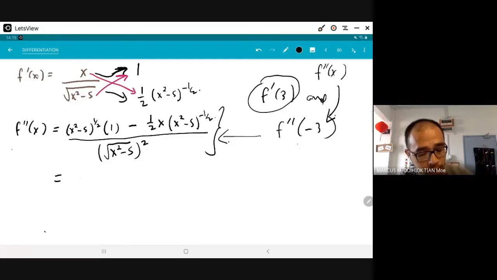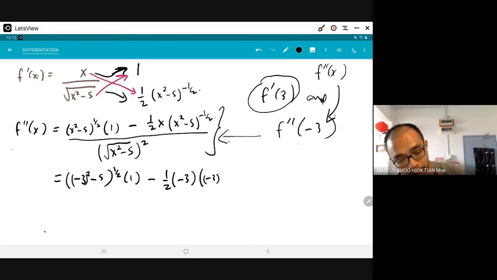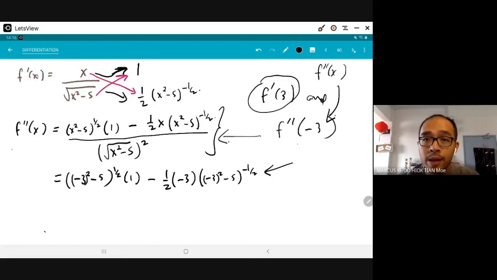Okay, so what happens is negative 3 squared minus 5 everything kuasa setengah times 1 minus half times negative 3 and then negative 3 squared minus 5 to the power of negative half. All this, everybody, all this is doable on calculator. Okay? You don't even have to think about simplifying anymore. That's why I wanted to answer this question, is to show you that if you don't need to simplify it, don't simplify. Okay, you're making life difficult for yourself.